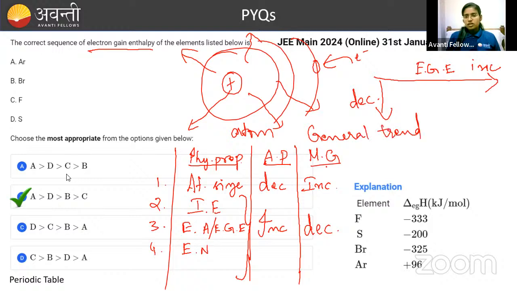We do have some exceptional cases in each period. Like in the last question, when I was discussing the second period, I told you we have some exceptions between beryllium and boron and between nitrogen and oxygen. Those fall under exceptions. But this is the general trend. This will be very useful for solving some questions, apart from using the exceptions. All right. So are you all done with this? Shall we go for the next?